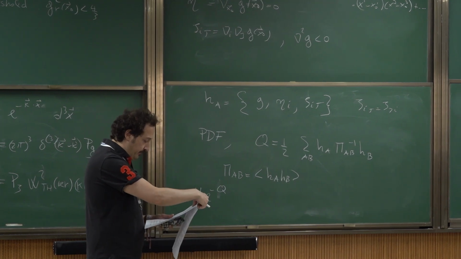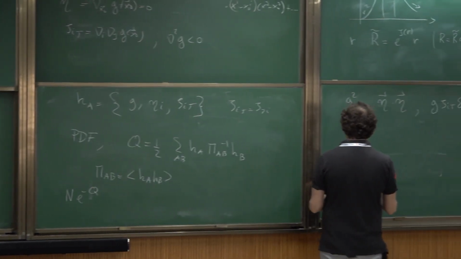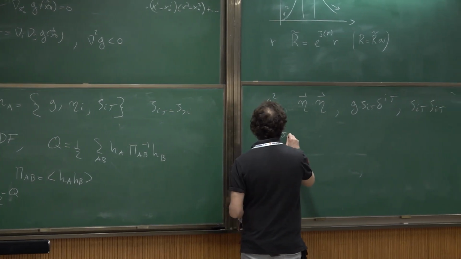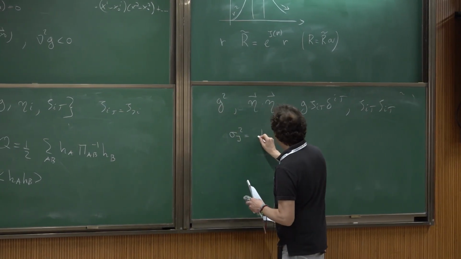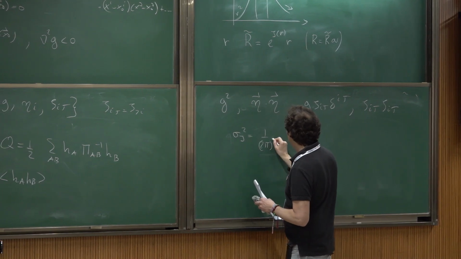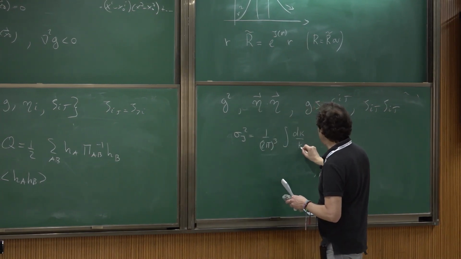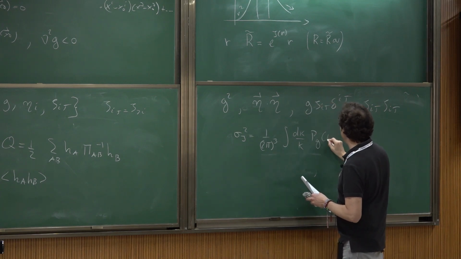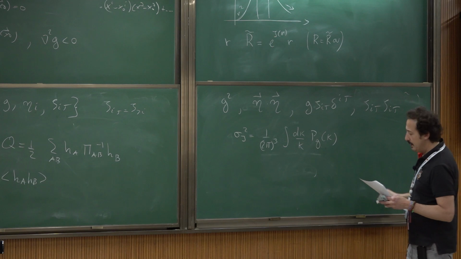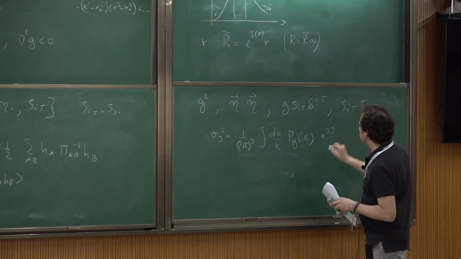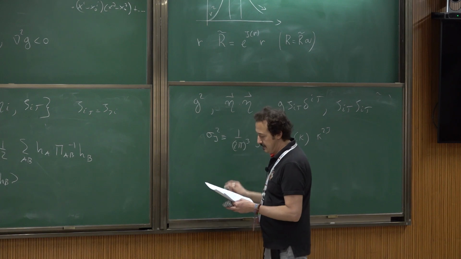And well, we can actually calculate now. So if we define sigma j squared equal to 1 over 2 pi cubed integral of dk over k, P_g of k, so here is where the power spectrum enters, as you can see, times k to the 2j. This is simply a definition.